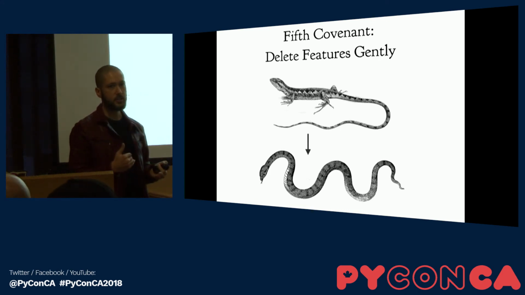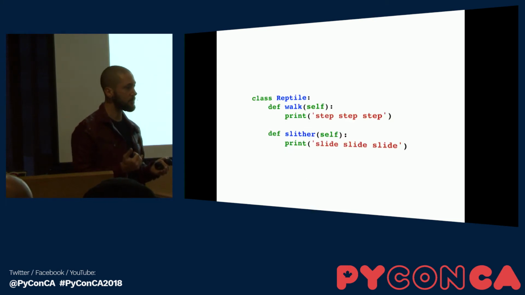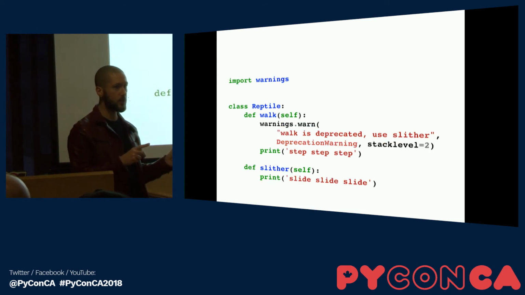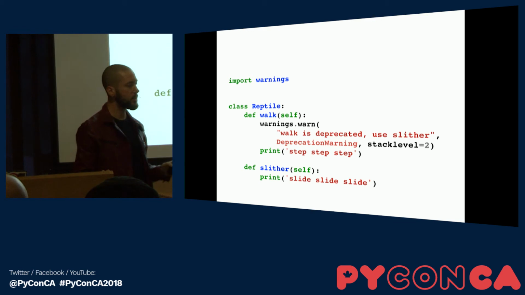How do you do this? There's a couple of steps. You have to go gradually. The first one is that you implement both of the methods side by side, and then you deprecate the old one by raising a deprecation warning. The warnings module is actually really powerful and interesting. I'm not going to talk about it very much, but notice that it's got this stacklevel=2 option here. That's a good idea to do. I'll talk about that again in a minute.